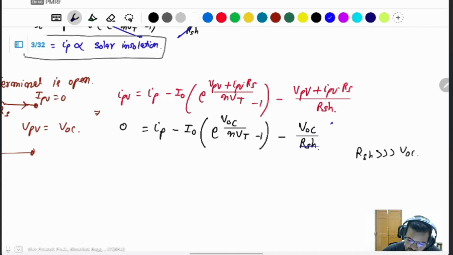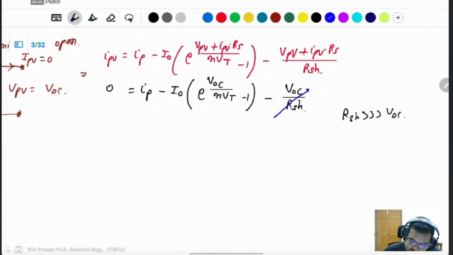That's why you can neglect this term also. You can neglect this one. Then you can find the output voltage, the open circuit voltage. VOC divided by NVT.